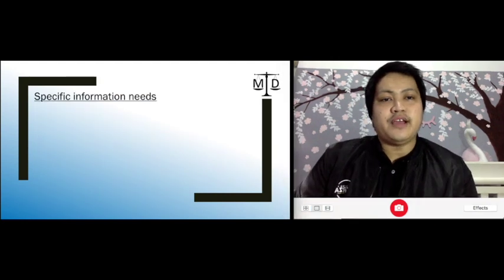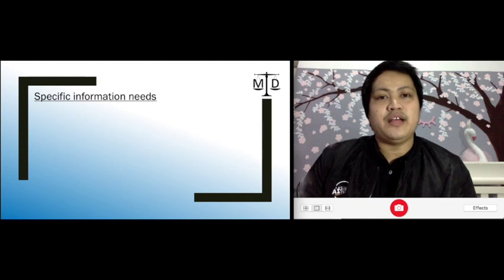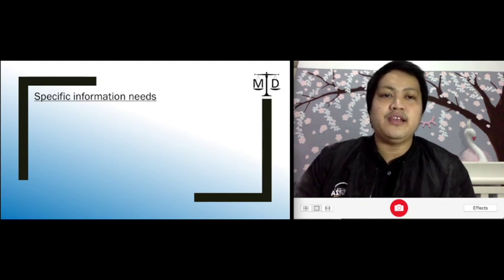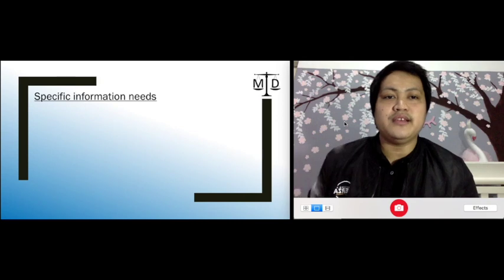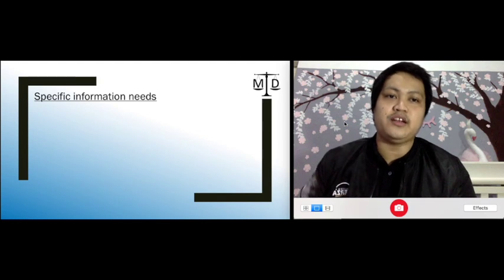But of course, the answer to the decision needs of our primary users would not be stated categorically. The financial statements would not say, yes, invest in us. No, do not invest in us. Yes, extend a loan to us. No, do not extend a loan to us.